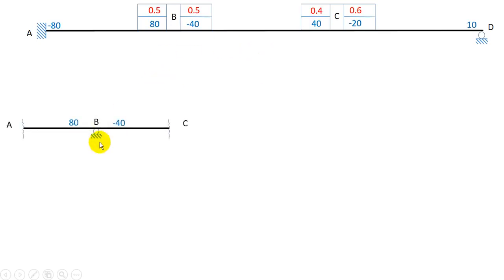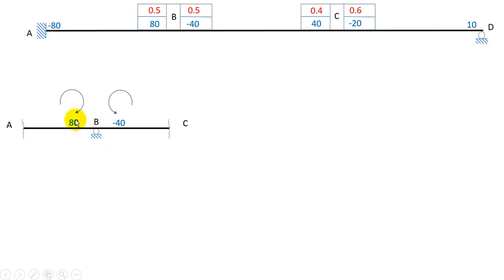Let us consider this joint B, which has fixed end moments of 80 for BA and minus 40 for BC. Now these two moments are acting at this joint. The two moments are of different magnitudes and of different nature. One is clockwise, another is anti-clockwise. So what happens is, if there are two moments of different magnitude and different nature, then a resultant moment is created.